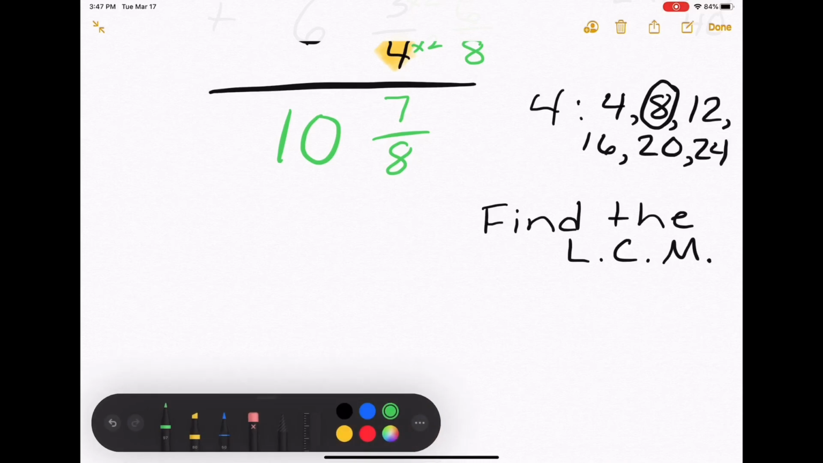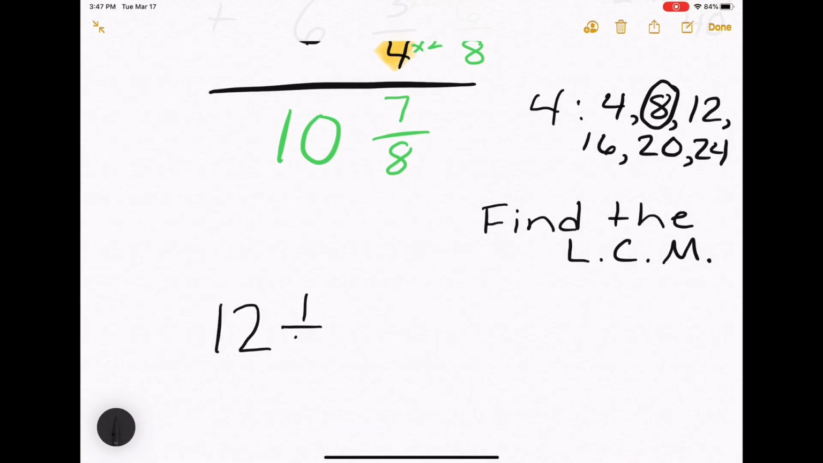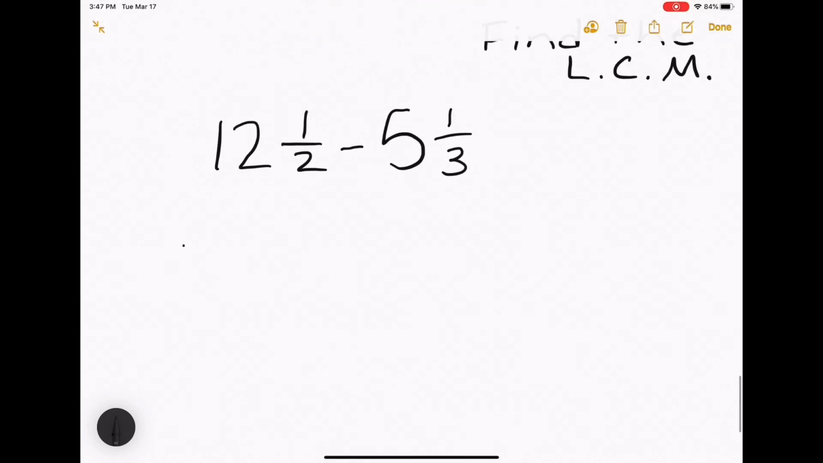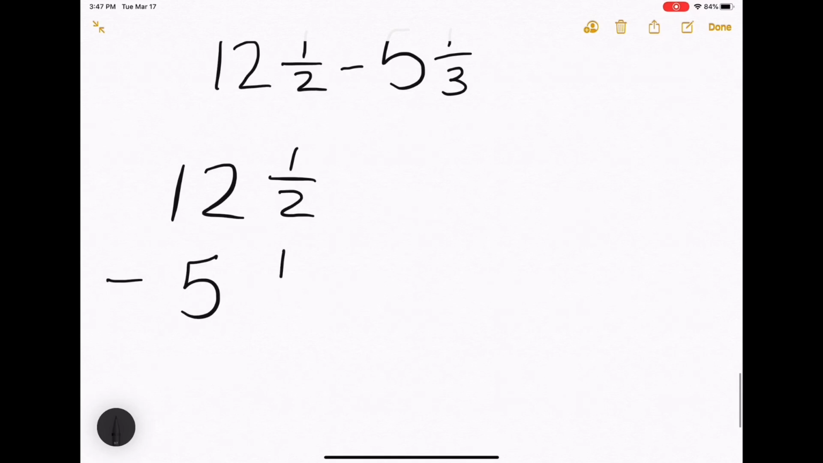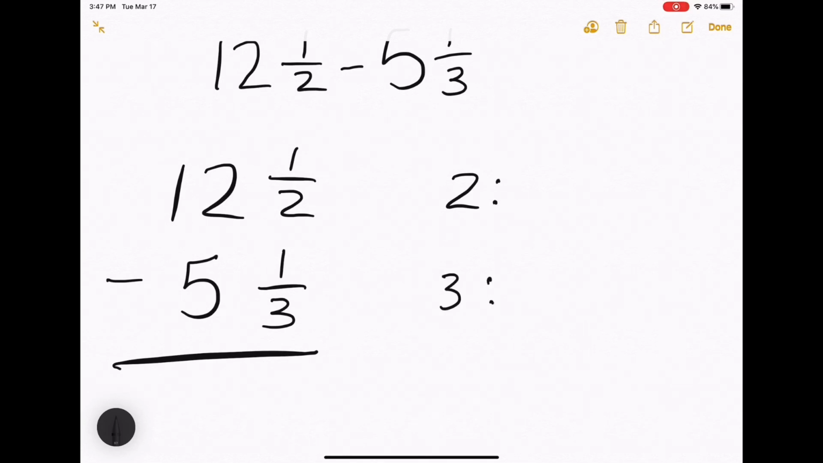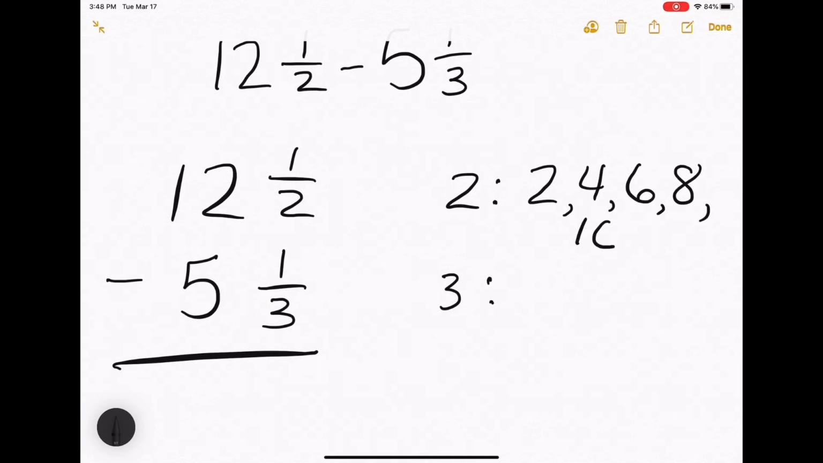Okay, so now for our second example, which is subtraction. 12 and 1/2 minus 5 and 1/3. And again, it's easiest to write it vertically while lining up your whole numbers and your fractions. And even though this is a subtraction question, I am going to be using least common multiple again. So to the side, I'm going to write both my denominators, my 2 and my 3, and I'm going to list the first 5 multiples of each number, including the number itself.